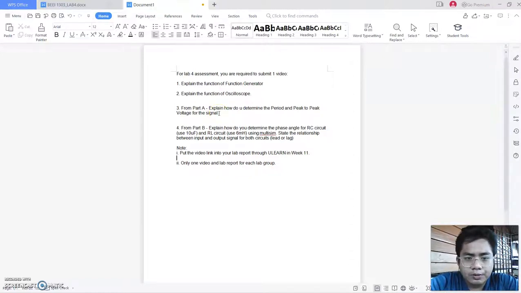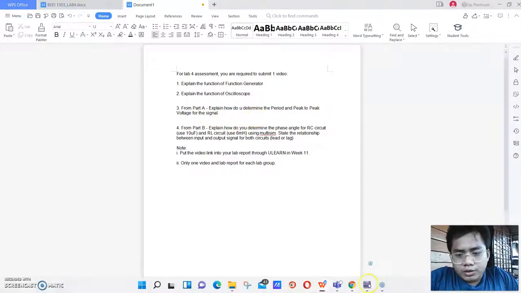The next question is, explain the function of the oscilloscope. The oscilloscope is a graph displaying device that displays the electrical signal based on the input to its probe. It shows in real time how the signal changes over time. Usually the y-axis represents the voltage and the x-axis represents the time. And for the next question, from part A, explain how you determine the period and peak-to-peak voltage for the signal. So we will proceed to Multisim.